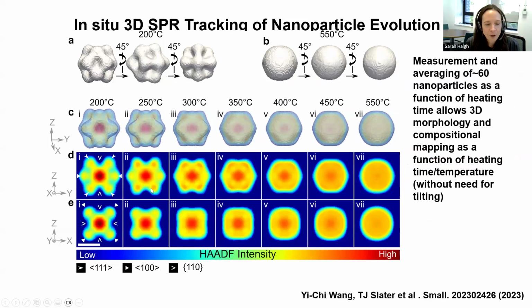And relatively quickly, you lose that benefit of having the nickel on the surface. You lose that shape that is very active for the oxygen evolution reaction, and you end up with a much more uniformly alloyed platinum nickel particle, which is relatively spherical once you get up to very high temperatures.